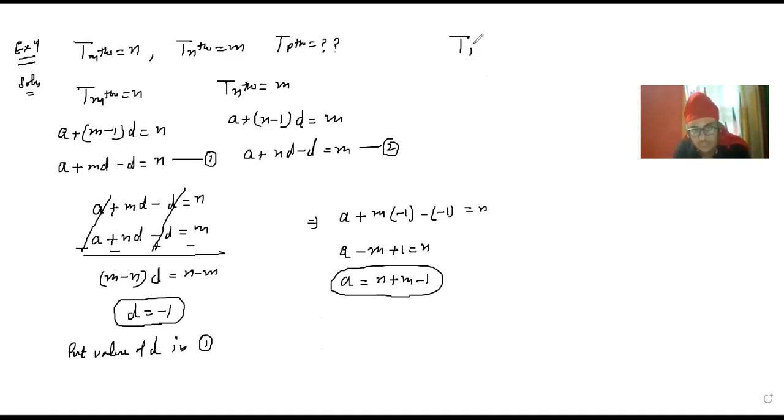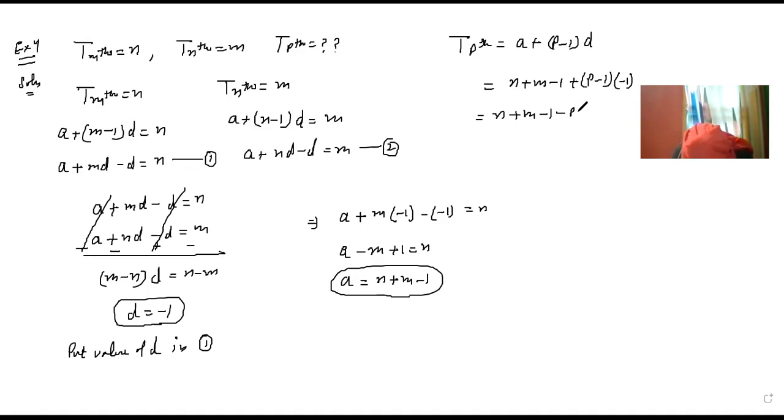I want to find out tp. So this is a plus p minus 1 times d. So substitute the value of a: n plus m minus 1, plus p minus 1 times d, which is minus 1. Minus p plus 1. So it goes, so tp is this.